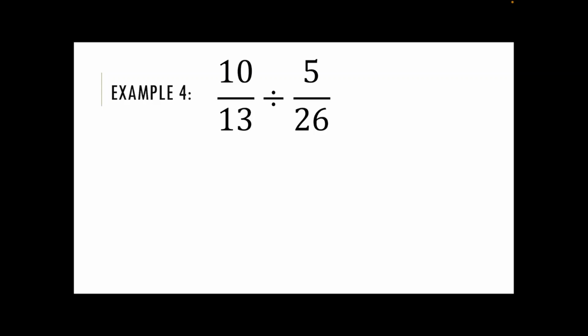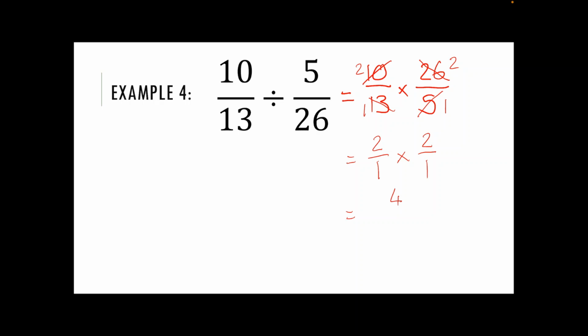For example number 4, we have got 10/13 divided by 5/26. So I'm going to keep, flip, and change. We can simplify here by using our 5 times table, and then 26 is 2 lots of 13. When I rewrite those fractions out, I get 2 over 1 times by 2 over 1. 2 2's give me 4, and 1 times 1 gives me 1, and anything divided by 1 is just itself. So my final answer for example 4 is the whole number 4.